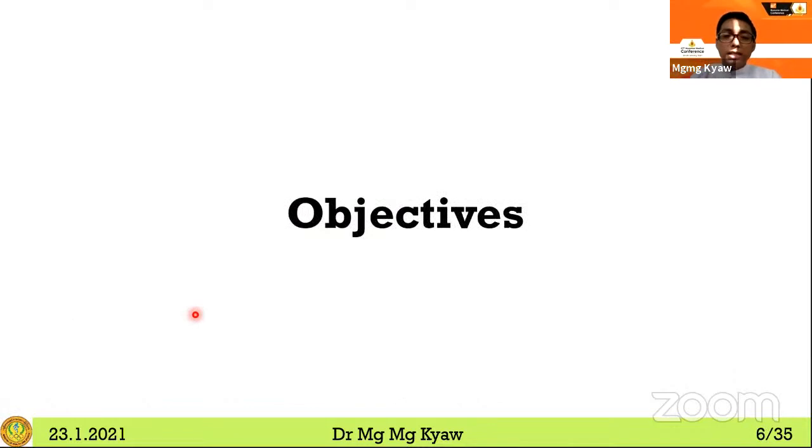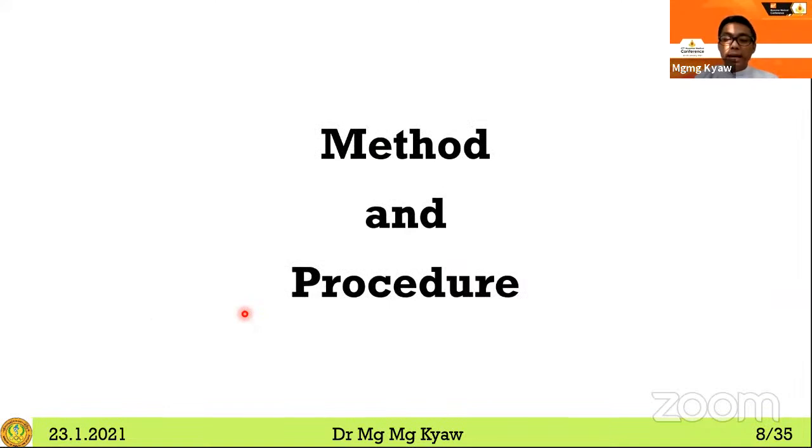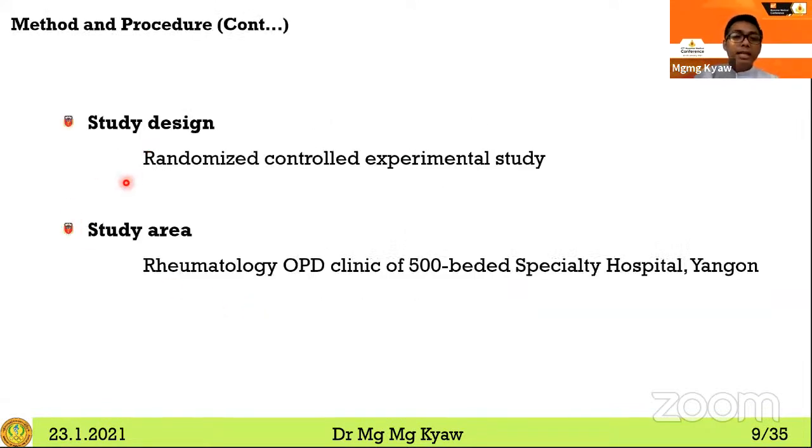The objectives of the present study: number 1, to determine the effect of hydroxychloroquine on insulin sensitivity in patients with established RA. Number 2, to compare insulin sensitivity between the study group, hydroxychloroquine group, and the control group, non-hydroxychloroquine group, by using HOMA-IR. Now move on to method and procedure. The present study was a randomized controlled experimental study done at the Rheumatology OPD Clinic of 500 bedded Specialty Hospital, Yangon.